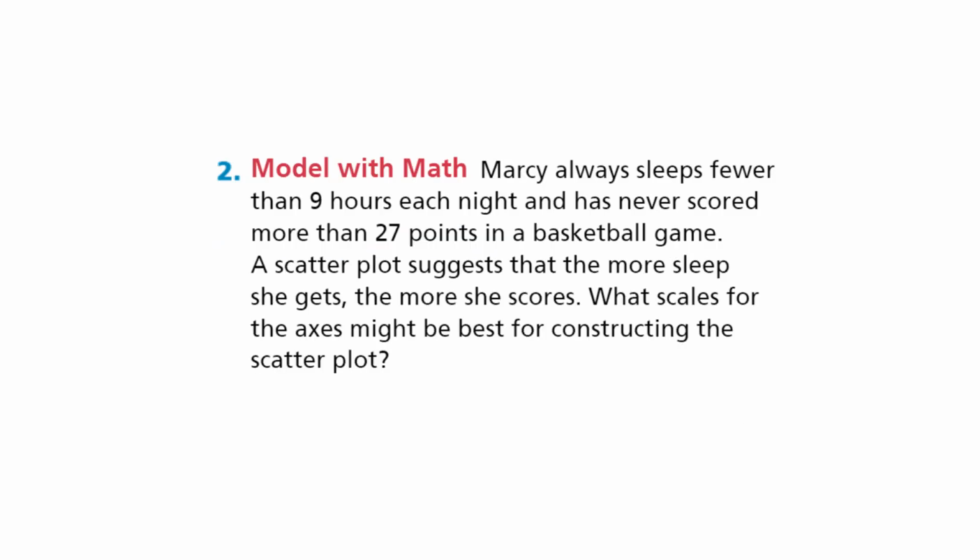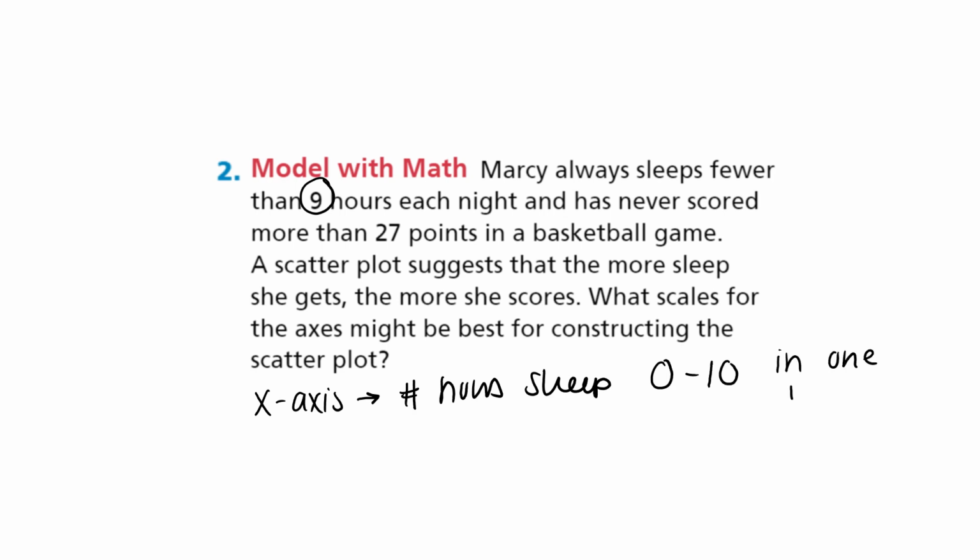Number 2, Marcy always sleeps fewer than 9 hours each night and has never scored more than 27 points in a basketball game. A scatter plot suggests the more sleep she gets, the more she scores. What scales for the axes might be best for constructing the scatter plot? Our x-axis would be the number of hours of sleep. Since she gets no more than 9, we could construct a scatter plot ranging from 0 to 10 in 1 unit marks. Meaning we count 0, 1, 2, 3, 4, 5, 6, 7, 8, 9, 10.